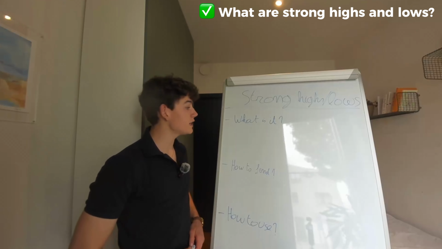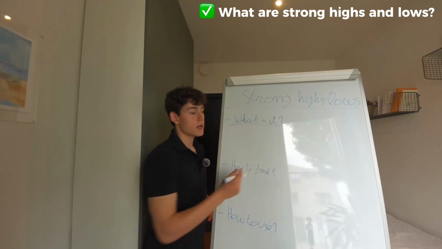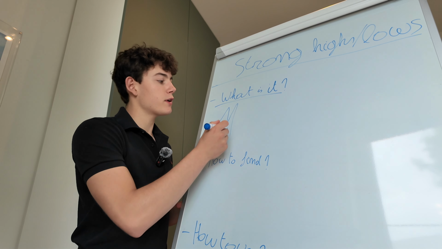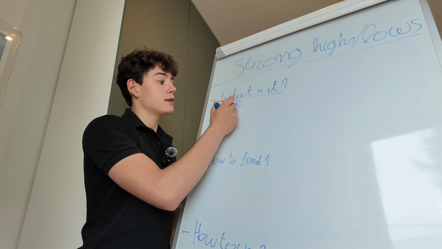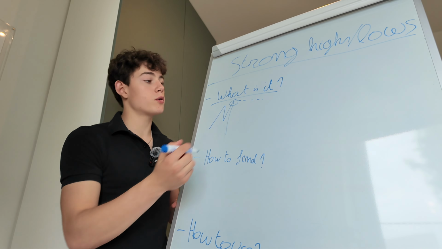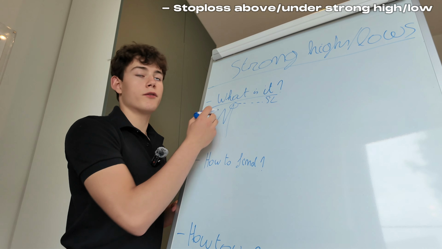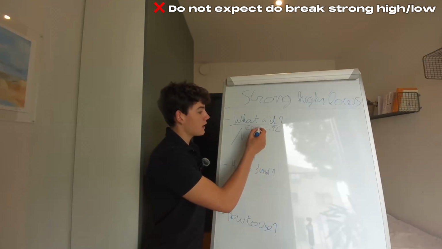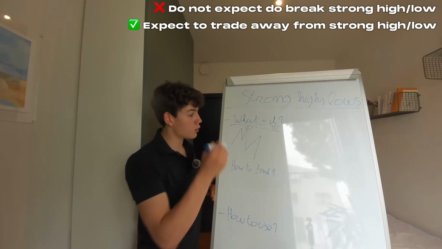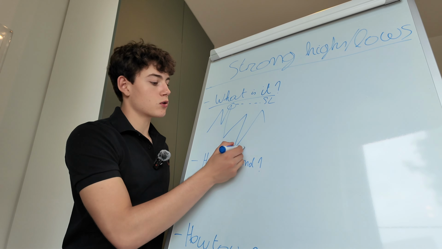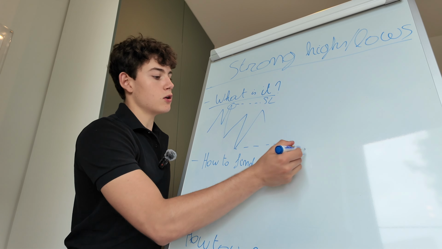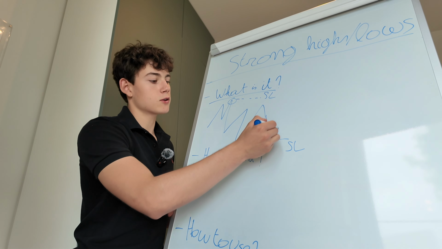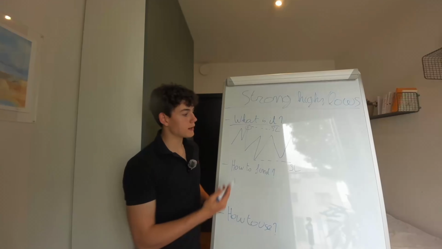So now that we've seen what it actually is, we know a bit about the strong high and low. If we have a strong high, this could possibly be a place where we put our stop loss above. Why? Well, because we do not expect to break that high, we expect to trade down lower and away from that high. Also, if this was a strong low, this would be the low where we would want our stop loss to be underneath, because we do not expect to break it, we expect to trade away from it.